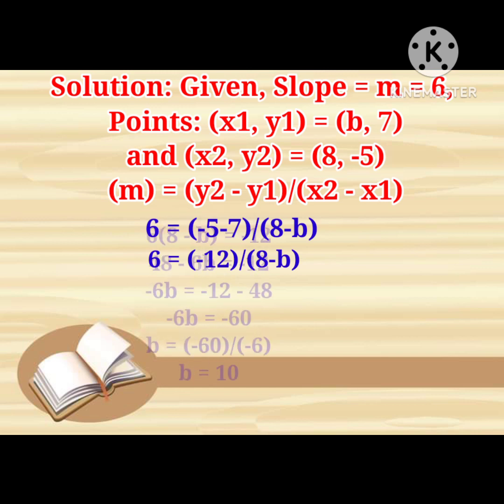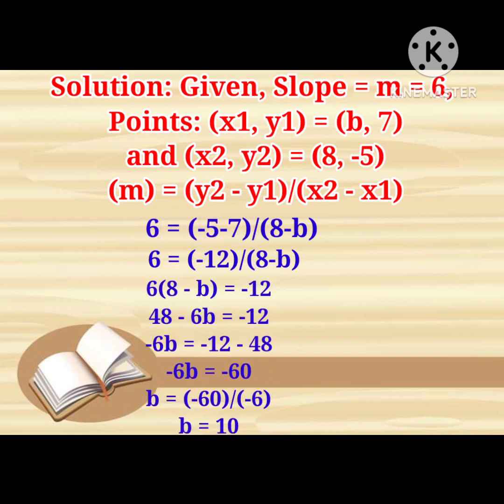To eliminate the fraction, we can cross multiply. 6 times (8 minus b) is equal to negative 12. So 48 minus 6b equals negative 12. Moving the constant term to the other side, negative 6b equals negative 12 minus 48. So negative 6b equals negative 60. Solving for b by dividing both sides by negative 6, b equals negative 60 over negative 6. So b equals 10. Therefore the value of b is positive 10.